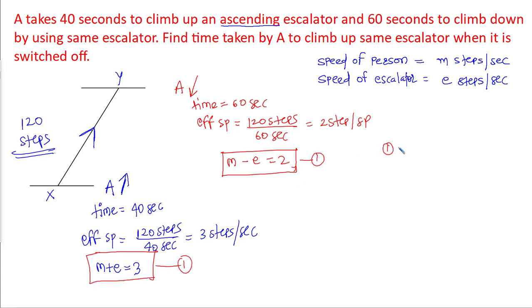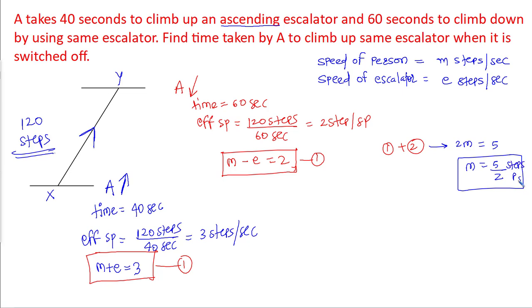Okay, so equation 1 plus equation 2 gives us what? Let's have a look at it. Equation 1 plus equation 2, minus c and plus c will get cancelled out. 2m is equal to how much? 5. Okay, so m is equal to how much? 5 divided by 2. So the speed of man is how much? 5 divided by 2 steps per second.